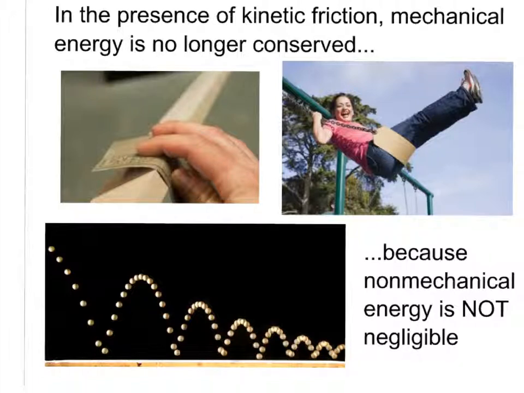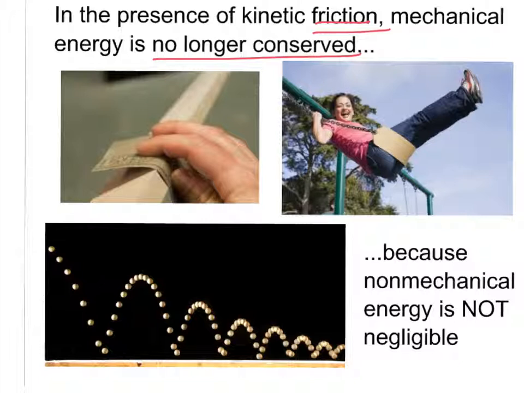So in the presence of kinetic friction, mechanical energy is no longer conserved when we have friction. And that's because that non-mechanical energy is not negligible. It is not considered to be negligible. An example of that would be sanding some wood with a piece of sandpaper, and that kinetic friction generates, you know this, thermal energy, right? It gets warm. That means that the non-mechanical energy, that thermal energy, is no longer negligible, and therefore we cannot consider this to be a closed system where the mechanical energy is conserved. It is not conserved in that case.